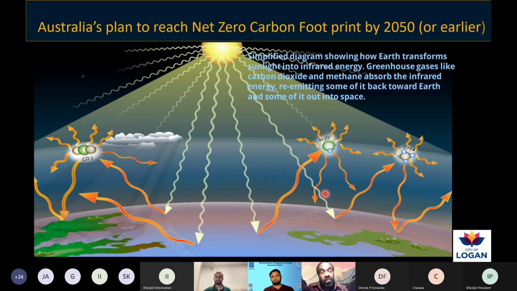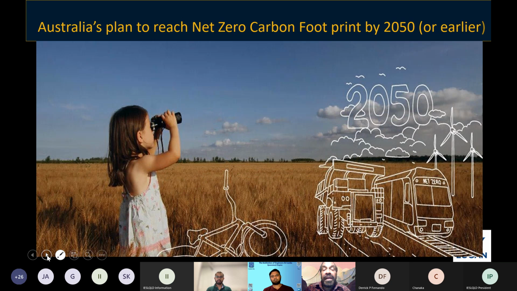And that is why when you have more of these heavy gases, not like hydrogen or oxygen, the emission of this radiation comes back to the earth more and more. As a result of that, global warming is happening. Now in Australia, the plan is to go carbon net zero by 2050. What does that mean? Either to reduce the greenhouse gases to zero, or to replace these gases by some other different methods.